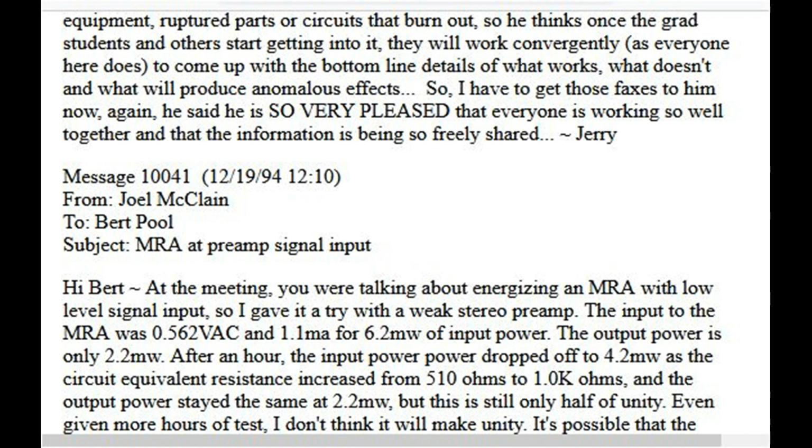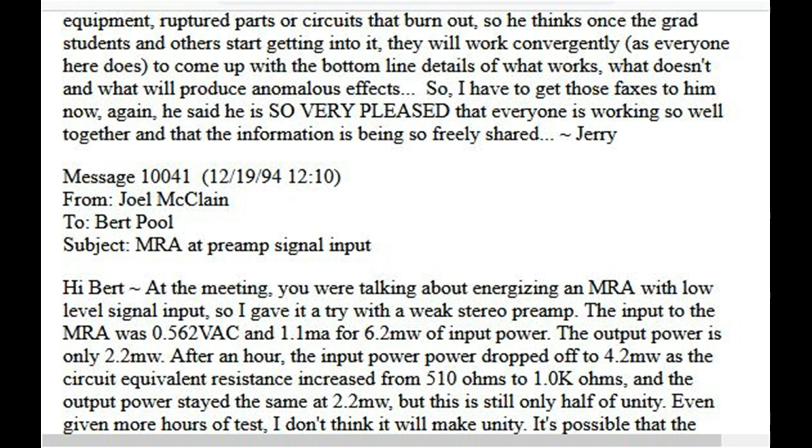Tilde Jerry. Message 10041, December 19, 94, 12:10. From Joel McLean. To Birdpool. Subject: MRA at preamp signal input.